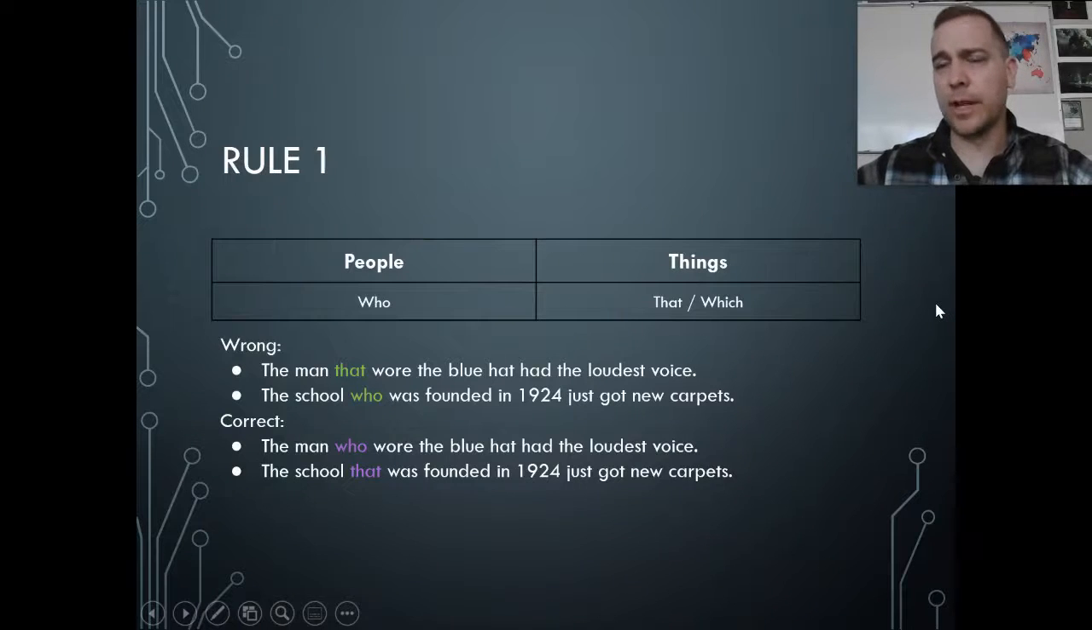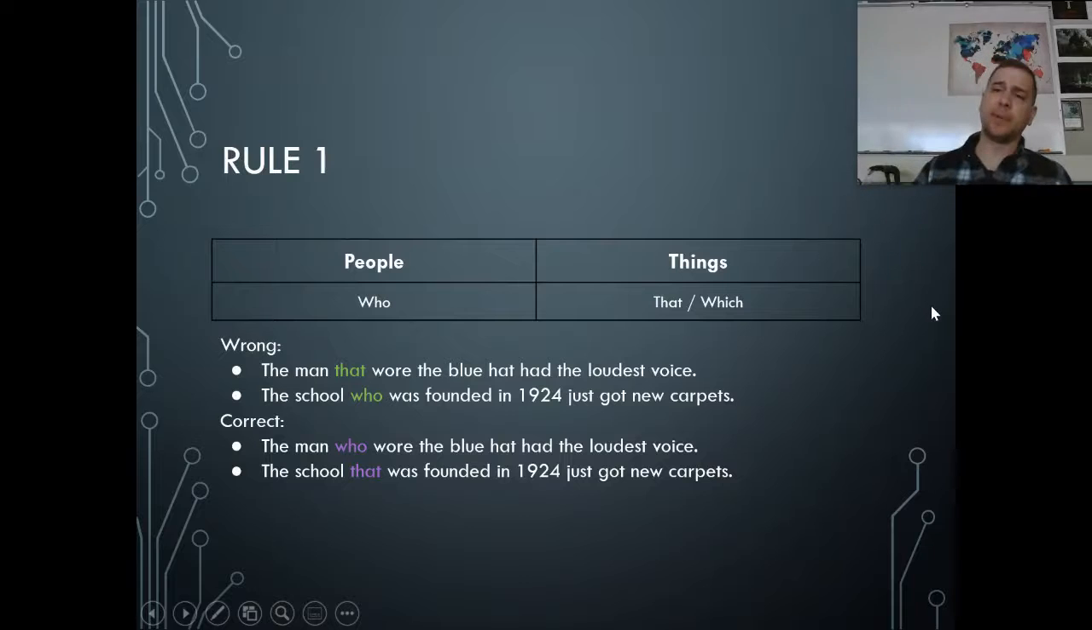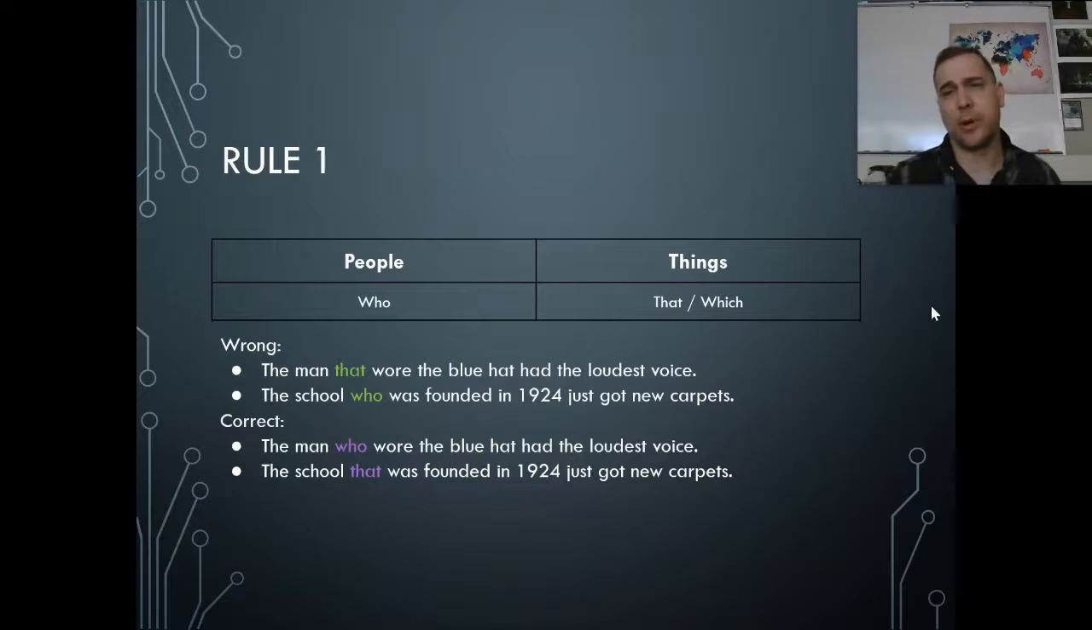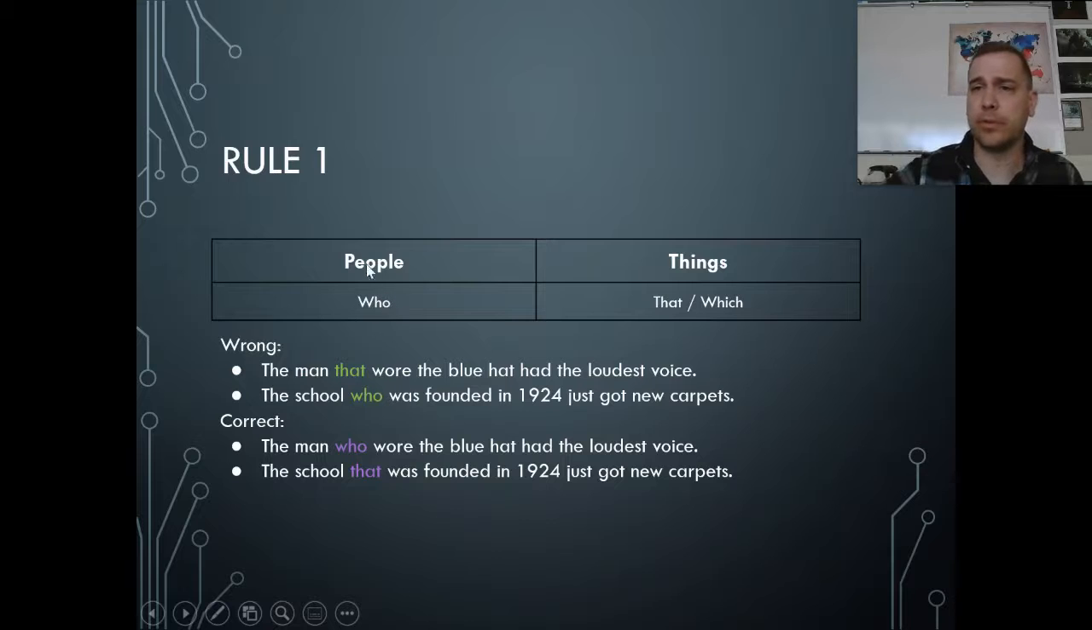And so there's one rule I want you to remember here, and this is becoming less formal of a rule, especially in spoken English, but you should still be aware of it, and that is when you're referring to people, you use who. When you're referring to things or animals, you use that or which, right? So the man that wore the blue hat had the loudest voice. This is technically wrong, although now in a lot of informal English, you'll see this quite often.